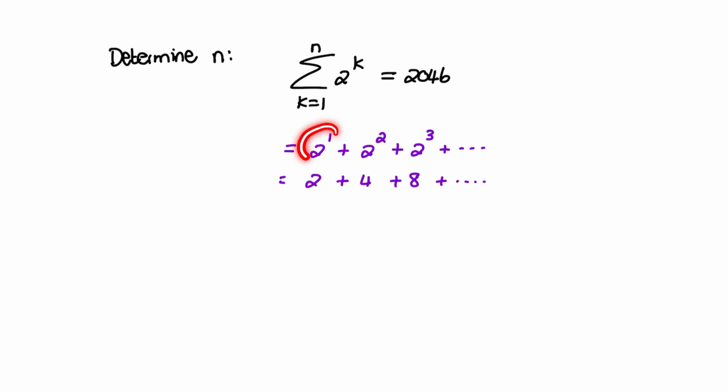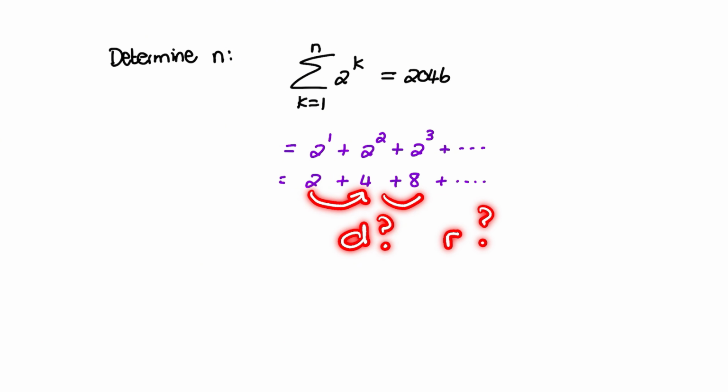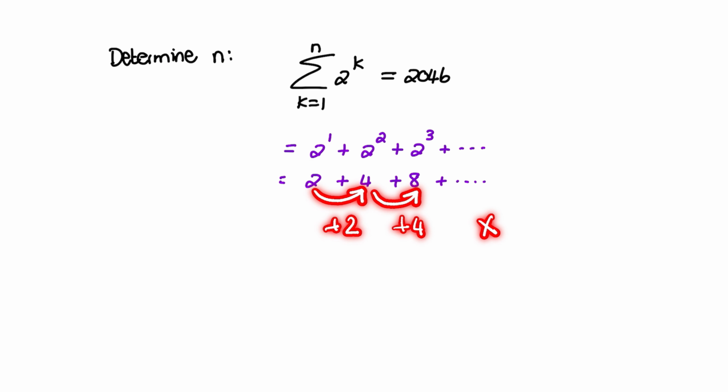If I simplify 2 to the power of 1, I have 2. 2 to the power of 2 is 4, and 2 to the power of 3 is 8. And what we want to establish is whether this is a constant difference between terms, or a constant ratio between terms. Now, can you see, moving from 2 to 4 I add 2, and then from 4 to 8 I add 4. So it is not a constant difference between terms.